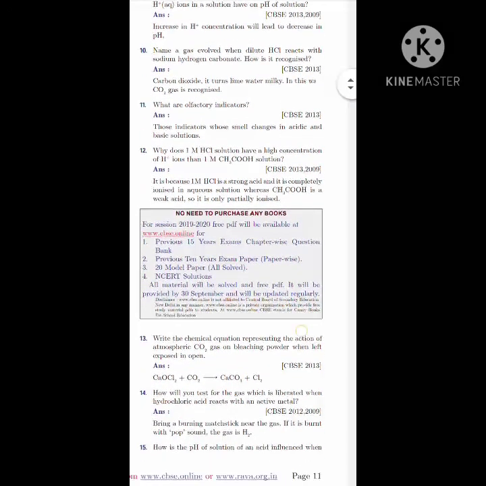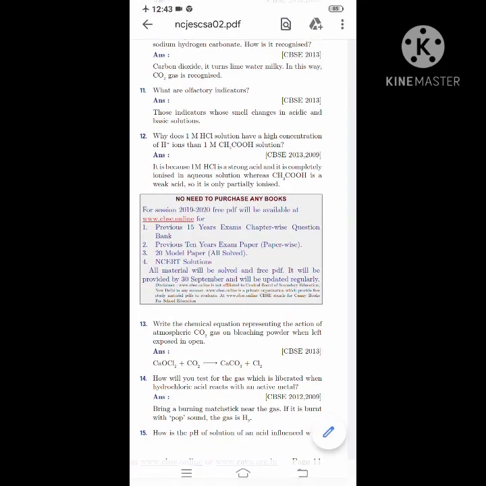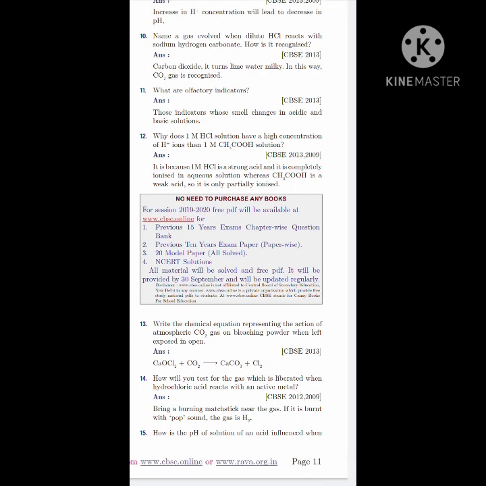And why does 1 mole of HCl solution have a higher concentration of H plus ions than 1 mole of CH3COOH solution? It is because HCl is a strong acid and it is completely ionized in aqueous solution, whereas CH3COOH is a weak acid, so it is only partially ionized. It is based on the ionization.